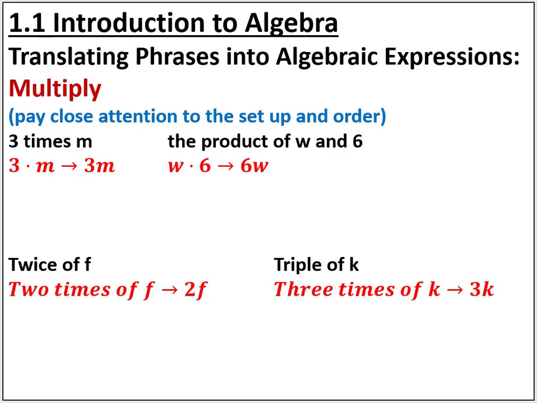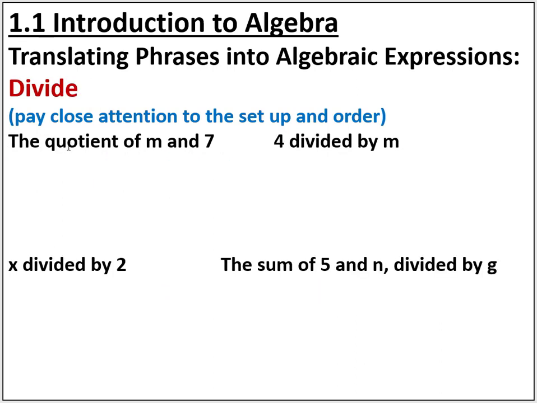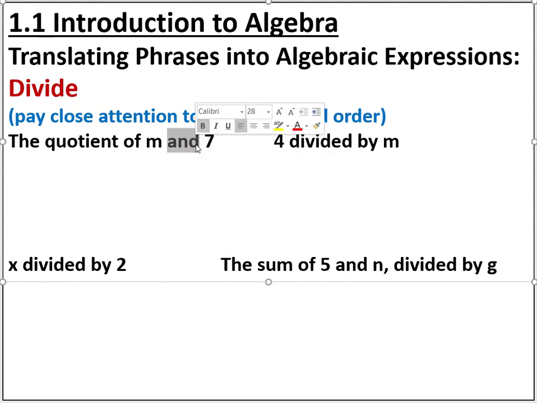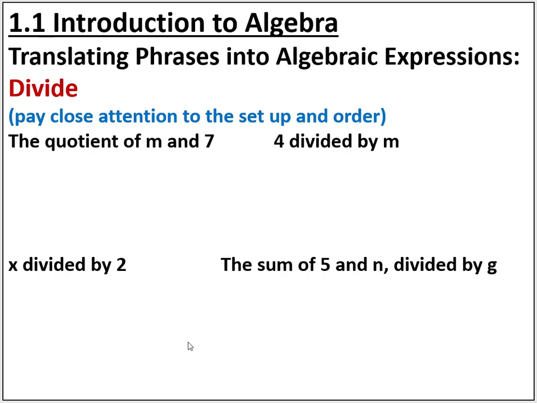Now if we go back to divide. Here we have the quotient of m and 7, and we have the word and. So when it comes to quotient, it will definitely be like add and subtract. So whatever's in the front of and, that's going to be first. In this case, the m. And whatever is at the end or after and, in this case the 7, that's going to be written second. So when it says the quotient of m and 7, we're going to write it as m divided by 7.